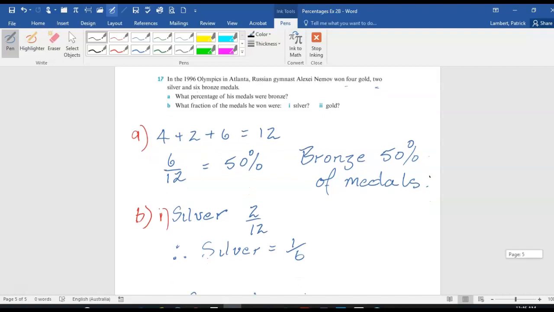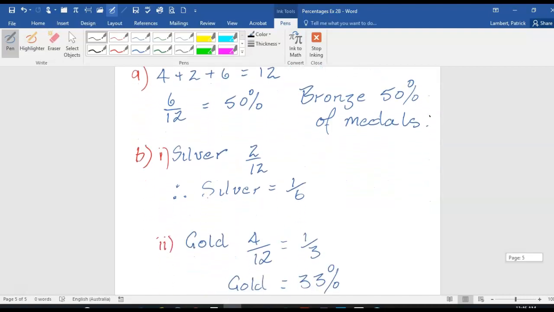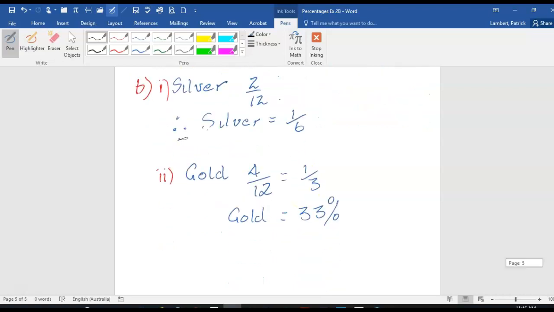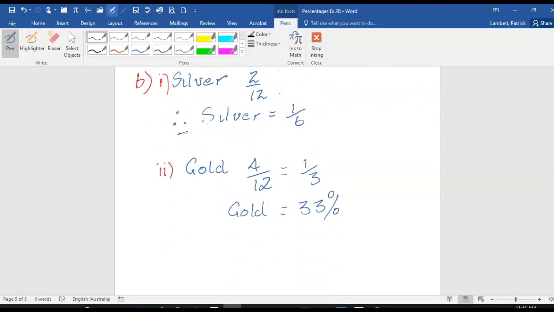Then if we go and have a look, it's asked for the silver and the gold out of 12. Silver was 2 out of 12. It's 1 over 6 as a fraction. And then we've got gold. He's got 4 out of 12, becomes a third. So therefore, gold equals 33%.